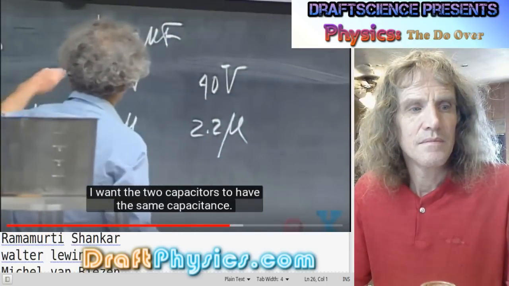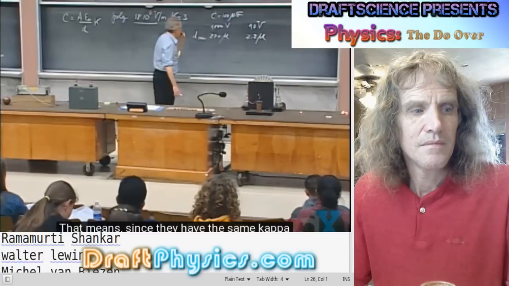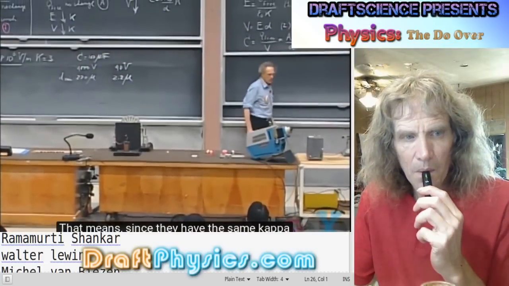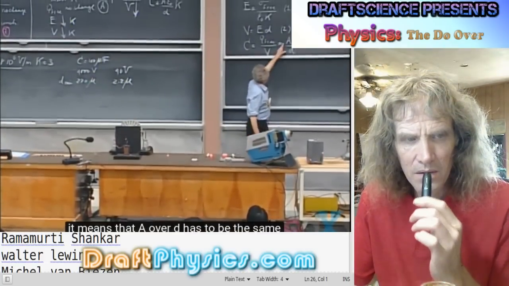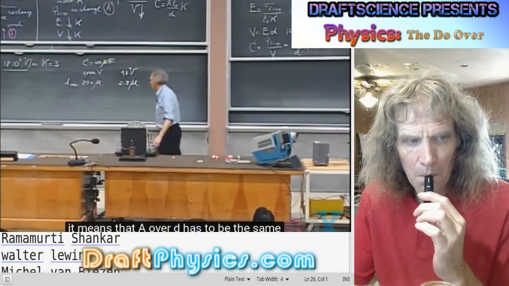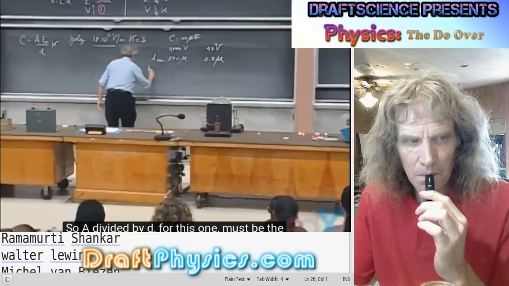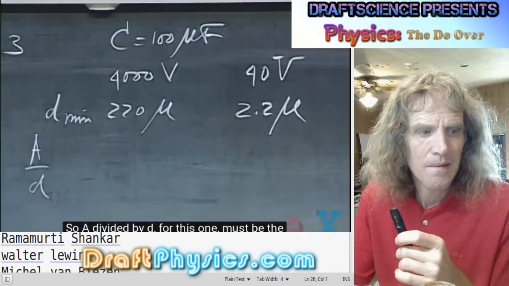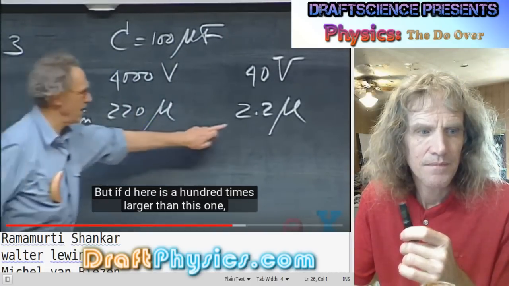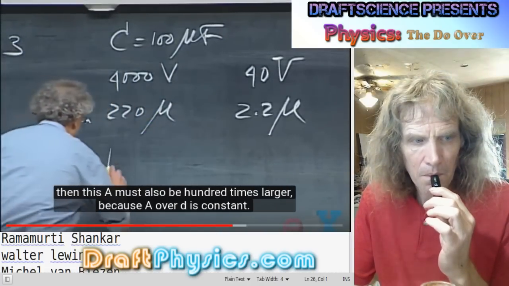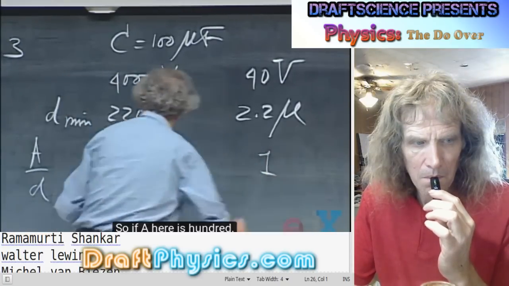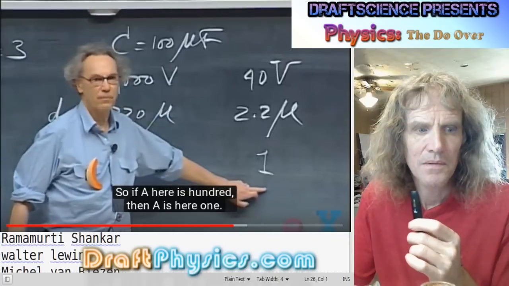I want the 2 capacitors to have the same capacitance. That means, since they have the same kappa, and they have the same epsilon 0, that A over D has to be the same for both capacitors. So A divided by D for this one must be the same as A divided by D for that one. But if D here is 100 times larger than this one, then this A must also be 100 times larger, because A over D is constant. So if A here is 100, then A is here 1.